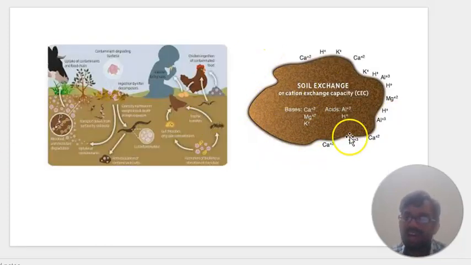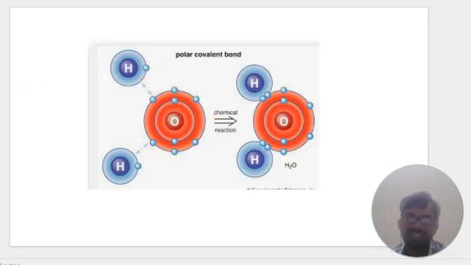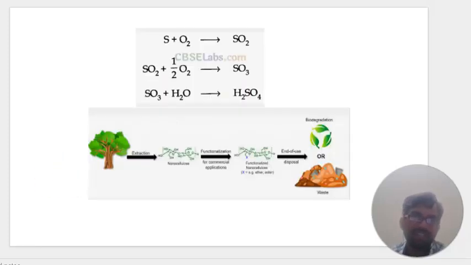And this is how soil exchange will happen. This picture will help you understand how the cycle of pollution happens. From this you can also see how fertilizer affects soil pollution, biogeochemical cycling, global warming, and air pollution. And this is water, one of the structures, how water looks, with polar covalent bonds, and this is happening, and there are many reactions.